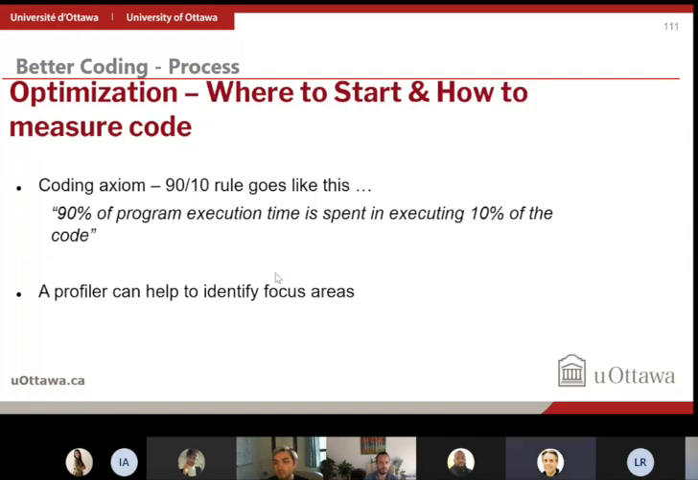So there's an axiom out there. You maybe heard about this, and it's a good way to kind of convince yourself, yeah, there must be something we can do. 90% of the time to execute is in 10% of your code. I'm not saying this is your case, but this is an axiom out there that makes you want to think, hey, maybe this is not so bad. Maybe there is an area we can focus on.